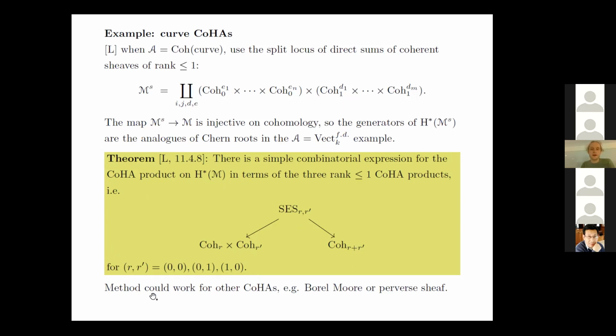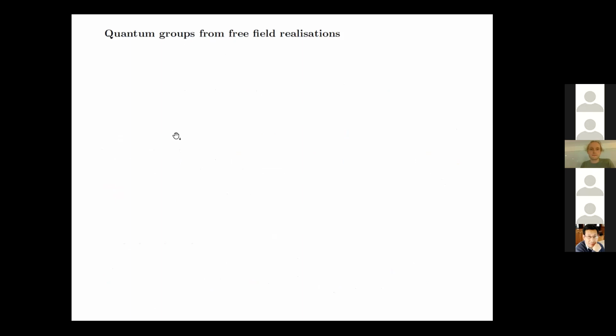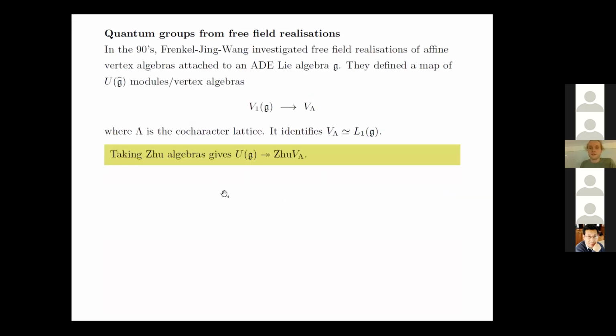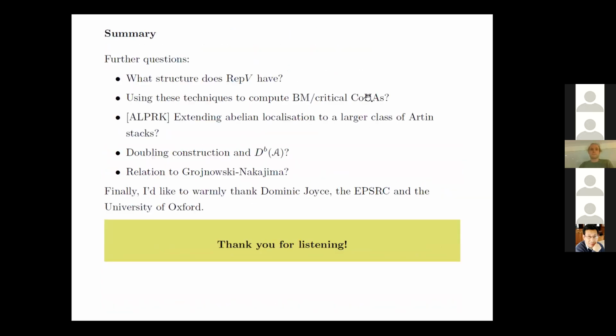Okay, and then this method might be able to work for other CoHAs, for instance, Borel-Moore and perverse sheaf critical CoHAs. And very briefly, there's no time to really speak about this, but I'm also thinking about how you might be able to get quantum groups to arise out of the Zhu algebras of q-deformed vertex algebras. But I think that's a story for another time.